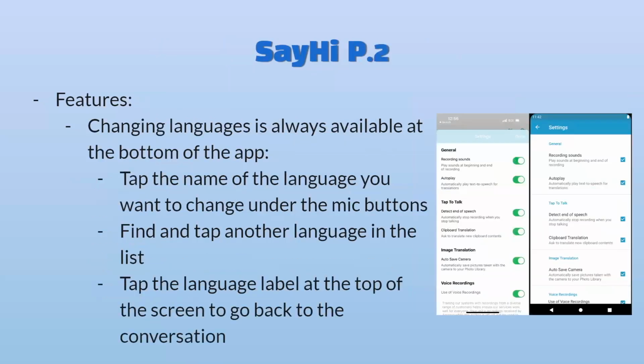To change languages, it's always available at the bottom of the app. Tap the name of the language you want to change under the mic button. Find and tap another language on the list. After that, you can tap the language label on top of the screen to go back to the conversation you were having.